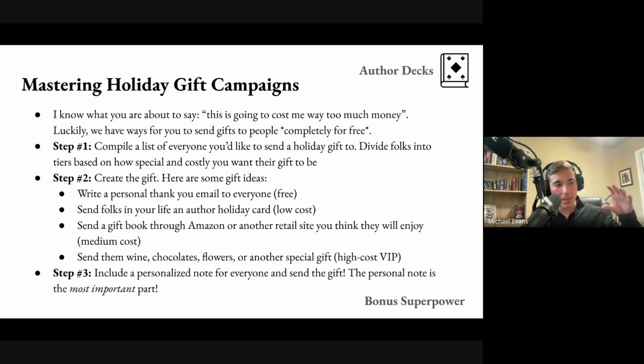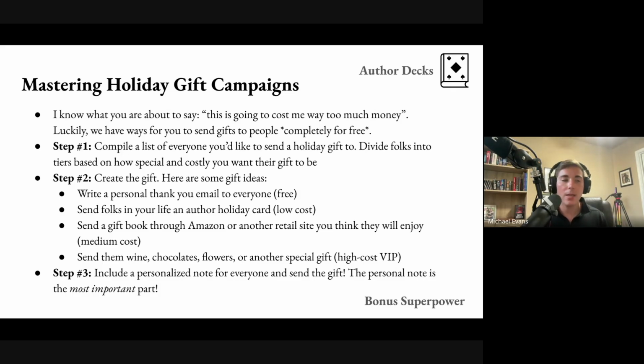But the last kind of thing you could do, the really custom stuff, is sending them wine, chocolates, flowers, another special gift. I would call this high cost, like VIP. And I don't think you need to feel pressure to do this. You should only be doing this if you have the money. You're making this from your business, right? Like if you're telling me, Michael, I've not made any profit from my author business this year, great. Send everyone a personal thank you email. You should do that. There's no reason not to do that.